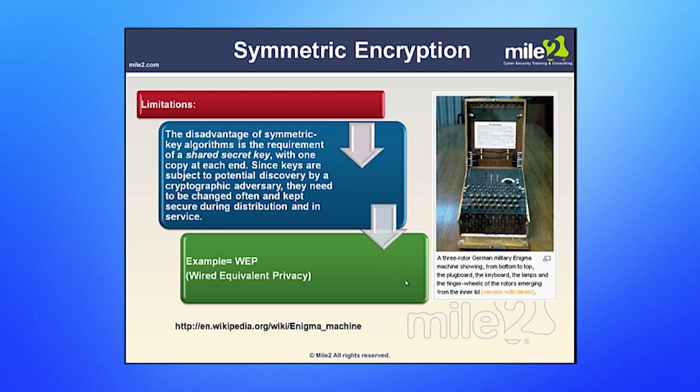and then it can be distributed safely. Of course, WEP is Wired Equivalent Privacy. It's a very limited, these days, wireless encryption that was based on a symmetric encryption called RC4.